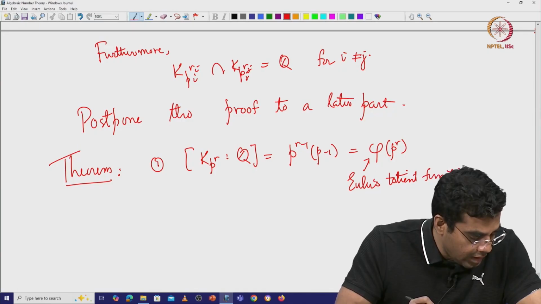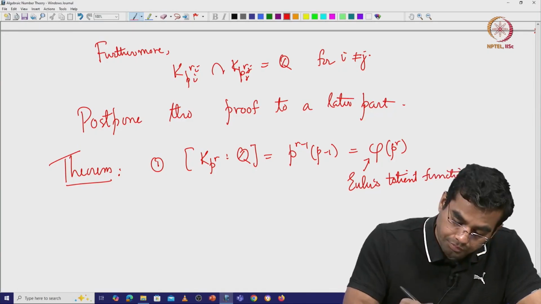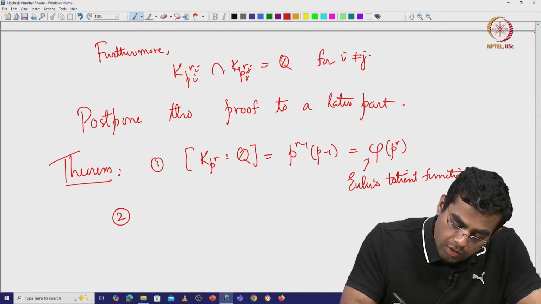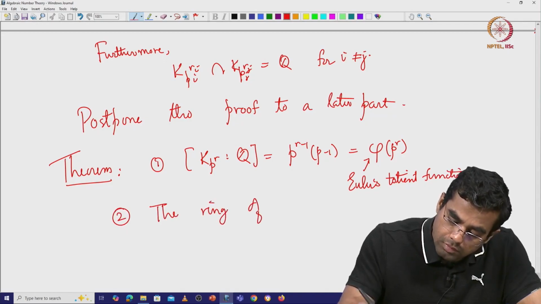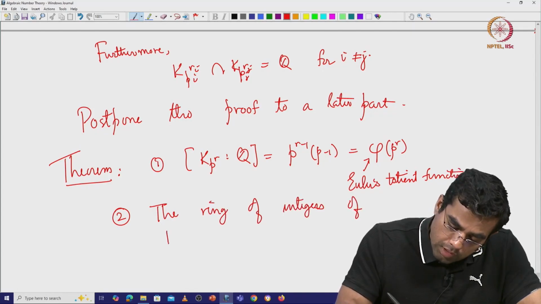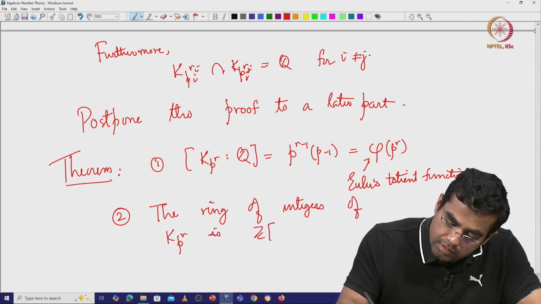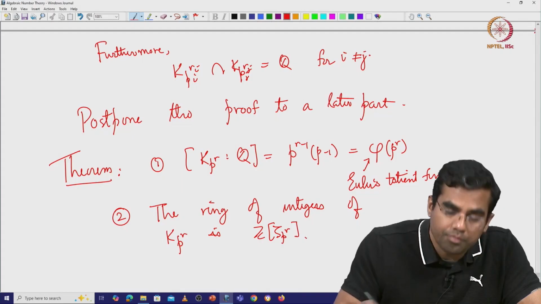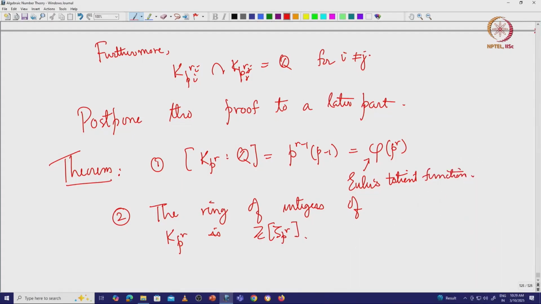So, that is what the degree is. The ring of integers of K_{p^r} is Z[zeta_{p^r}]. Okay, so everything can be written as a Z-linear combination of powers of zeta_{p^r}.